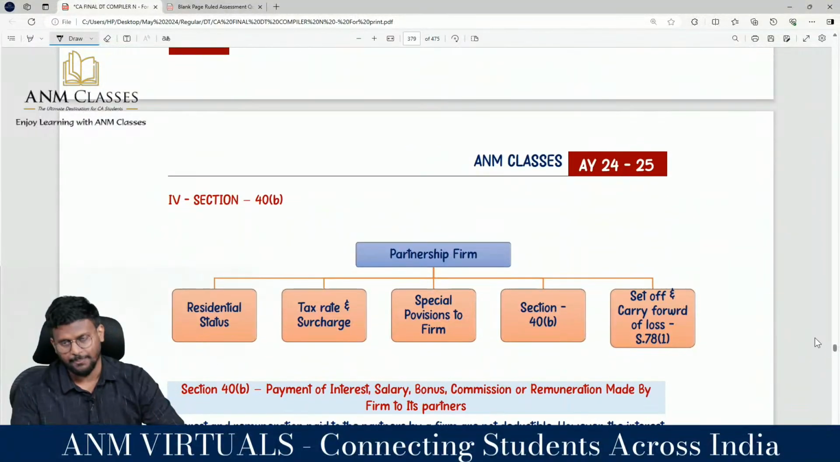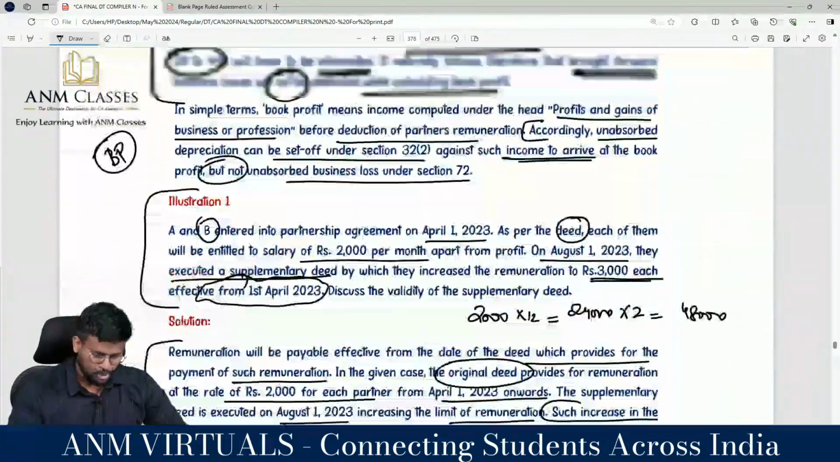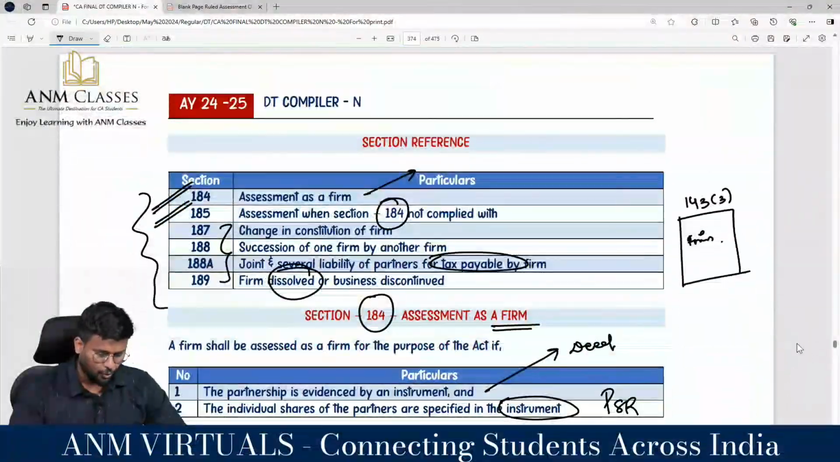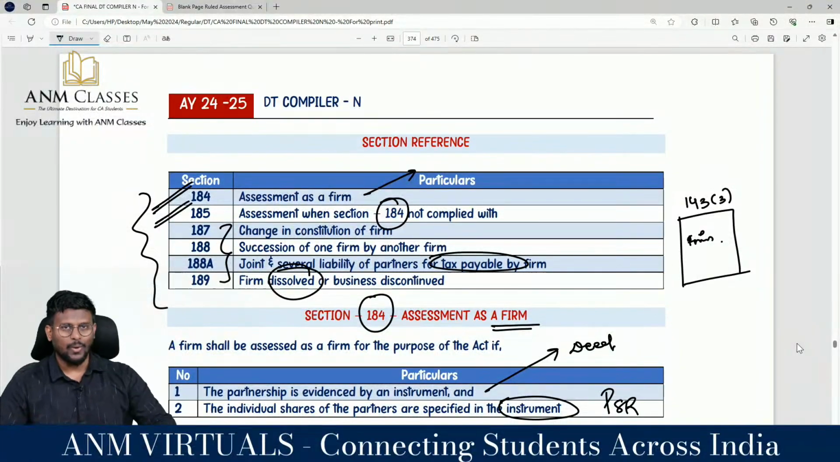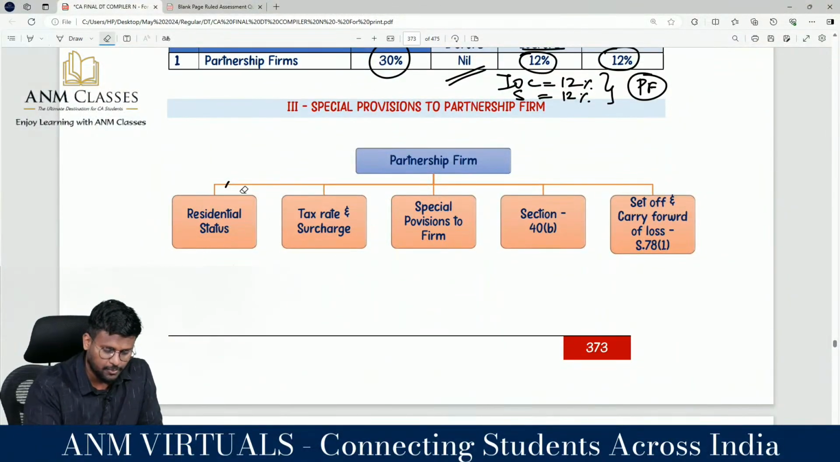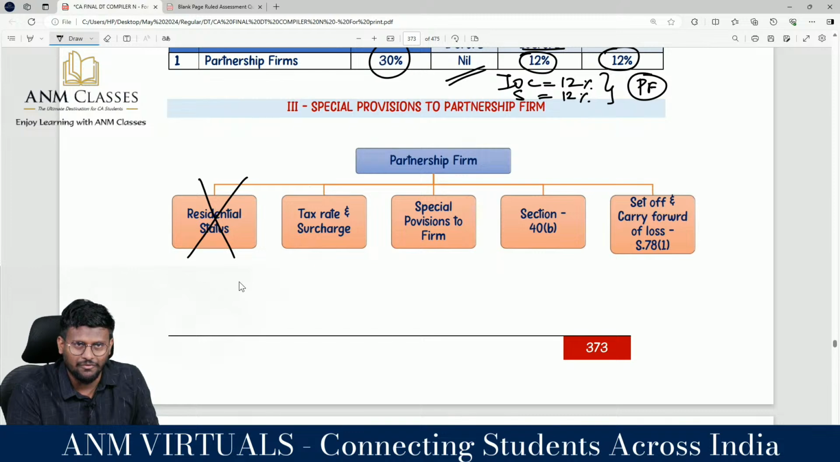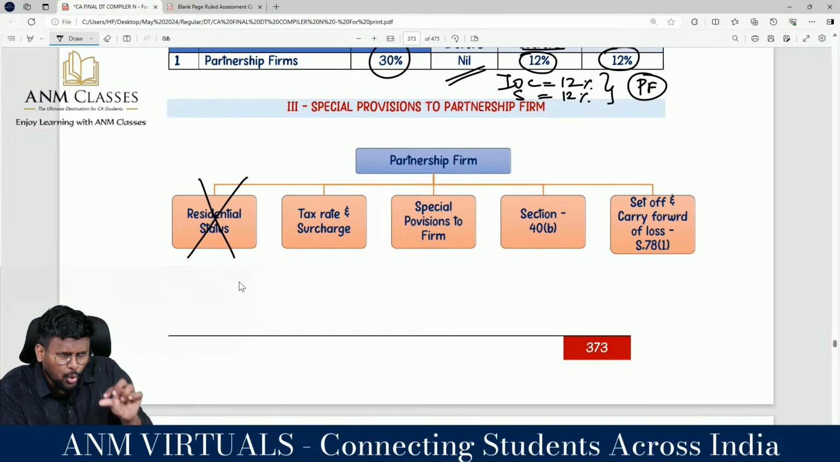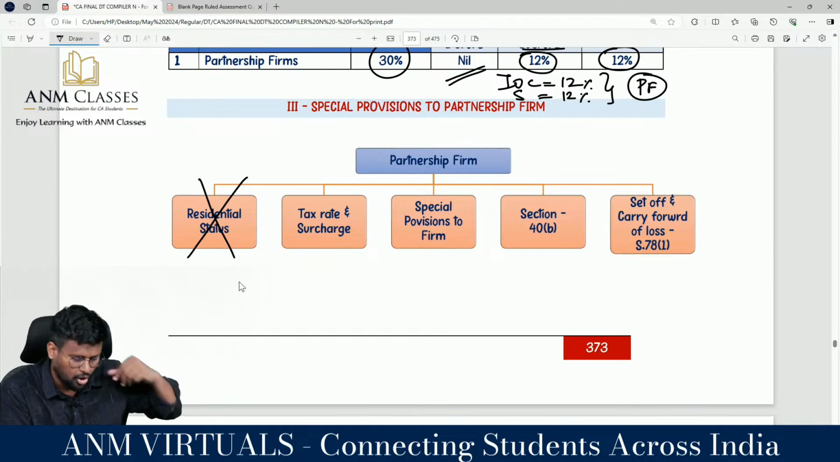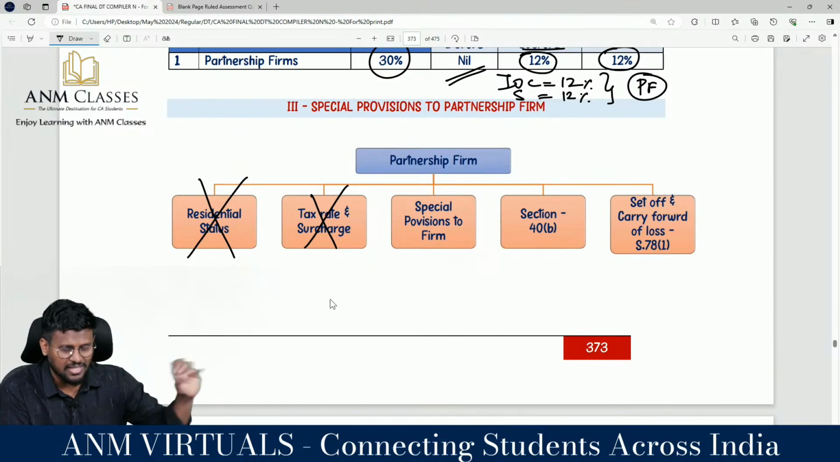So these are the special sections applicable to a partnership firm, my dear lovable students: 184, 185, 187, 188, 188A and 189. With regard to the assessment of partnership firm, if we discuss these 5 topics, we are done with the assessment of partnership firm. Partnership firm and LLP is the discussion topic. Residential status we have done. It depends upon the control and management, wholly or partly in India resident, wholly outside India non-resident. Tax rate and surcharge generally 30%, surcharge only 12%, partnership firm 12%, interest on capital 12%, surcharge 12%.